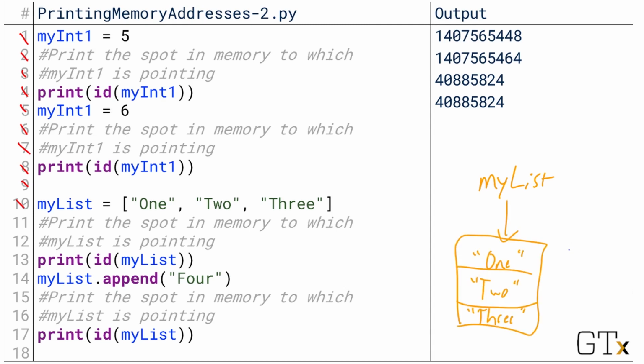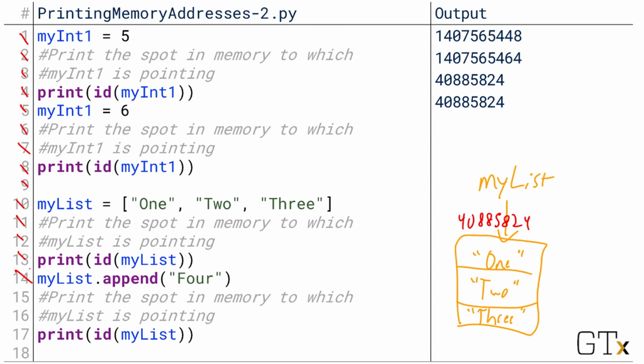This is the same kind of idea. There's some data stored in memory, and myList is a name that points to where that data is stored. As before, line 13 prints the address of myList, and it has this address over here. So the address for this list is 408858824.